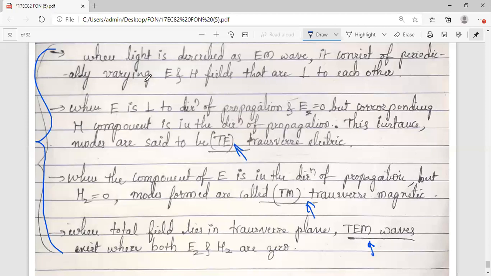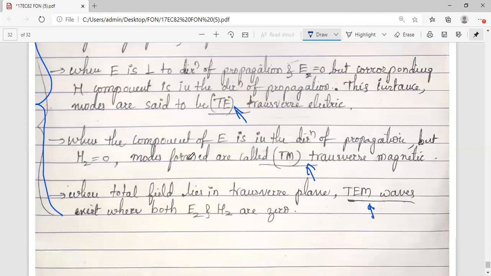Modes in the planar waveguide. The next concept is phase velocity and group velocity. We will be discussing it in the next session. Any doubts you can ask.